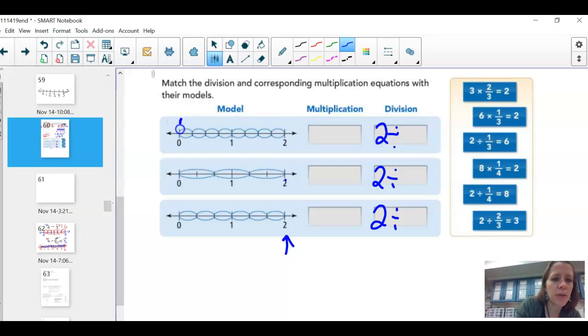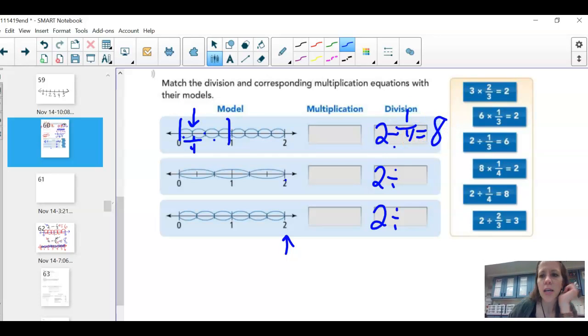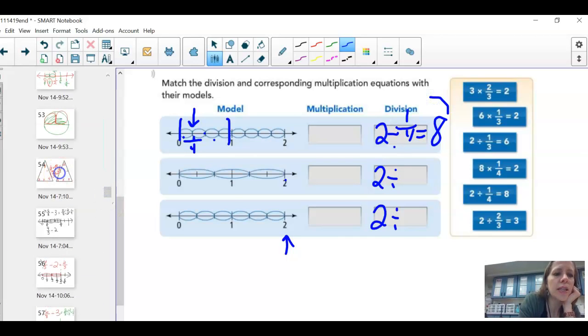So I look between 0 and 1, because that's one whole. And I count 1, 2, 3, 4. So they're fourths. And this first line is only 1. So it'll be 2 divided by 1/4. There are 8 circles, so that's that. Now I want to work backwards to do the multiplication.